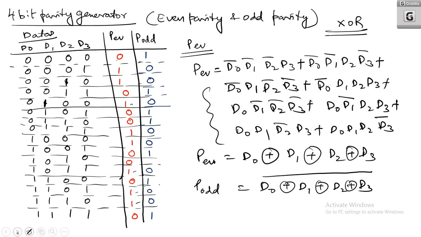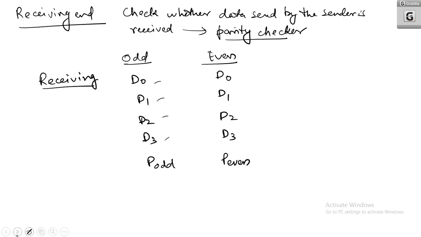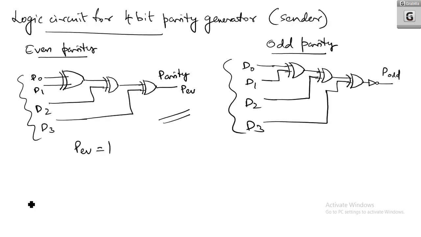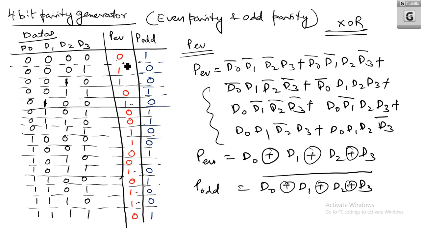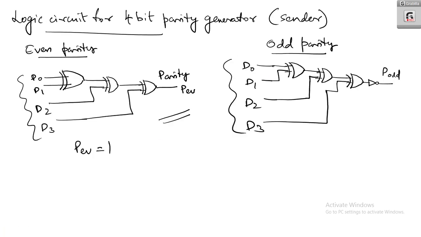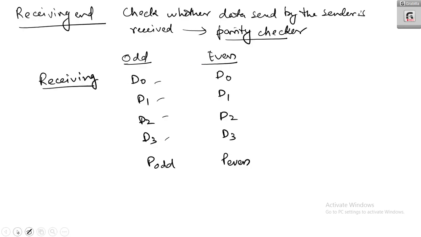Now see here, you will get the value of E as 0. Along with that, check the parity bit of the first case. Here the parity bit is also 0. So what can we say? We can say that there is no error. So here you are checking for the even parity. Now let me check the other part.